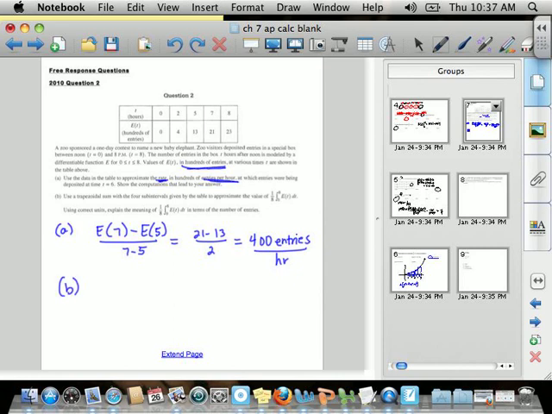B. So using a trapezoidal sum with 4 subintervals given by the table to approximate the value of 1/8 of the integral from 0 to 8 of E(t) dt. Okay, so 4 subintervals. Do you guys see what's creating the trapezoids, or do you need to sketch it out?